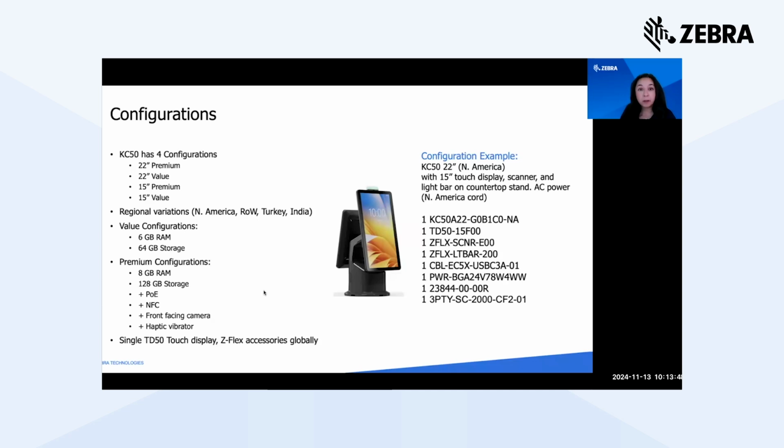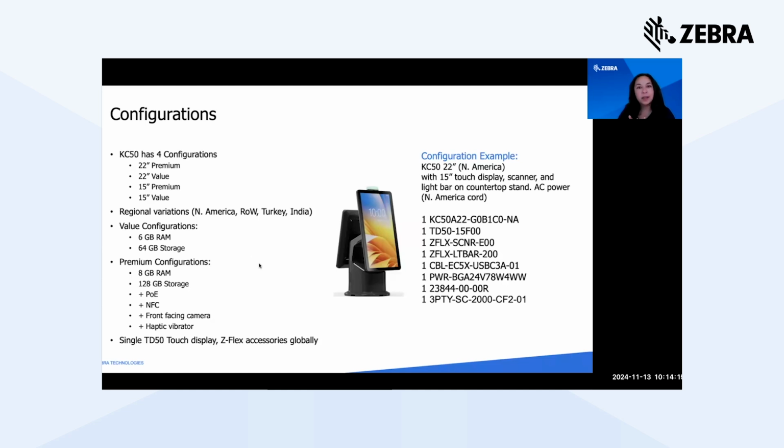It also has the front-facing camera if we're going to use that for either capturing images, barcodes, or for staging, or we want to use it for collaboration tools. And it has as well the vibration to provide haptic feedback to the user. The TD50 is just one SKU of the display. It's a 15-inch touch display and can work with both the 22-inch and the 50-inch KC50s.